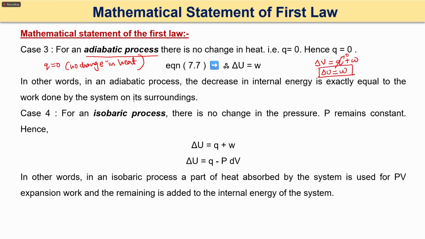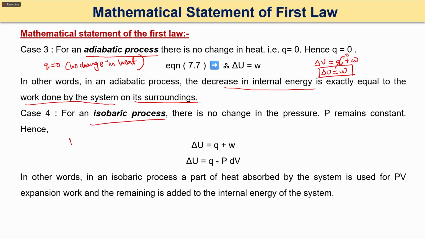What does it mean? It means that for an adiabatic process, the decrease in the internal energy is exactly equal to the work done by the system. The decrease in the internal energy will be exactly equal to the work done by the system on its surroundings. Okay? Next, we have an isobaric process.